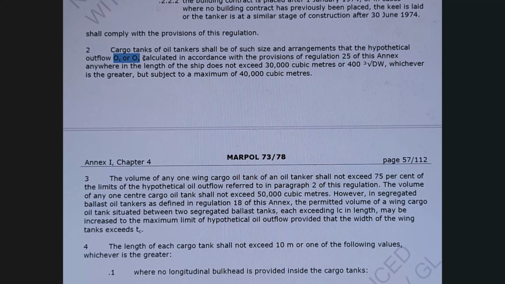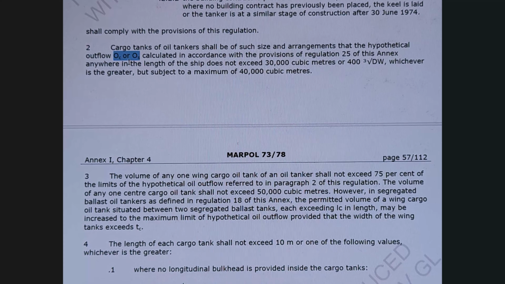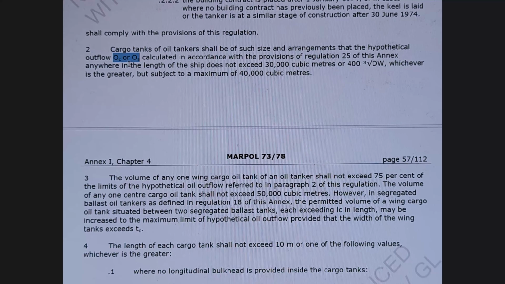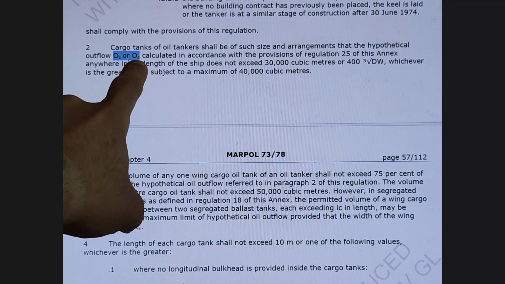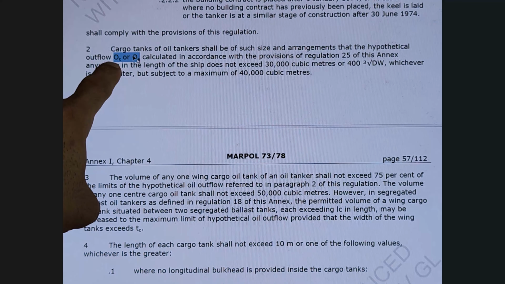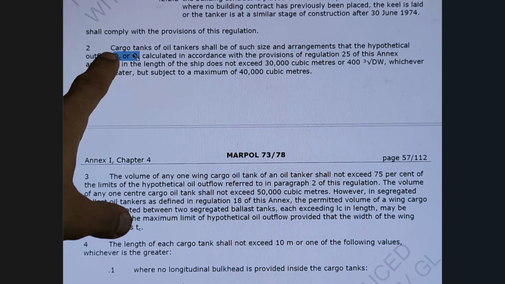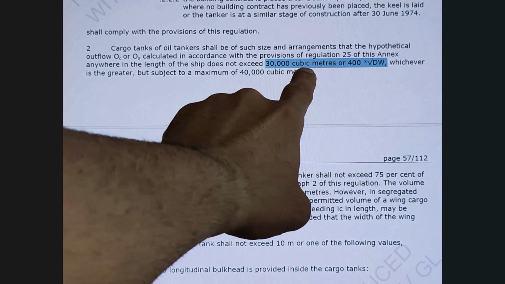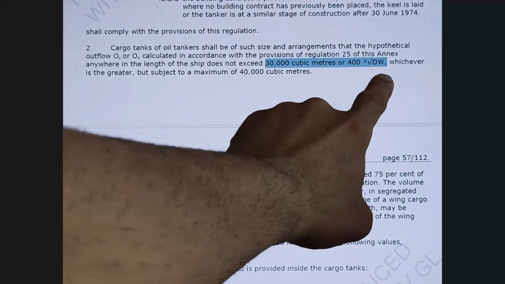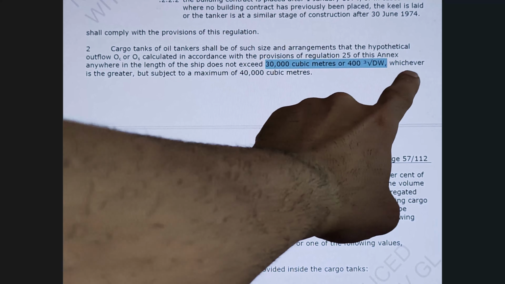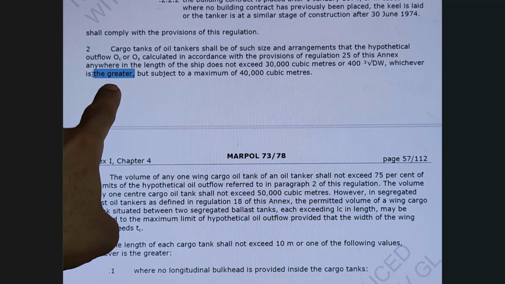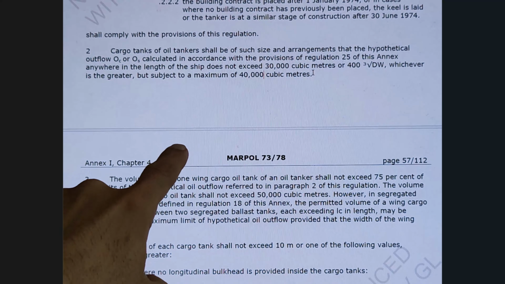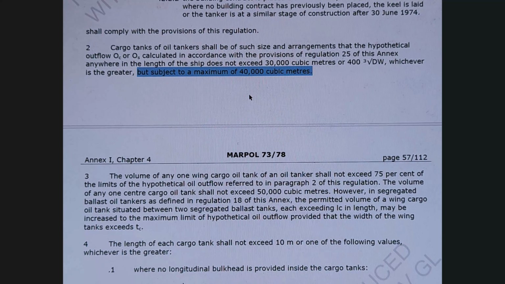So you see, OC or OS, hypothetical outflow, as you know, was in cubic meter. It was the volume of the outflow, which was shown by OS in case of the bottom damage, and OC in case of the side damage. So this figure shall not exceed 30,000 cubic meter, or this formula, which is as per deadweight, whichever is greater, but in any case subject to a maximum of 40,000 cubic meter. So in any case, it shall not be more than 40,000 cubic meter.